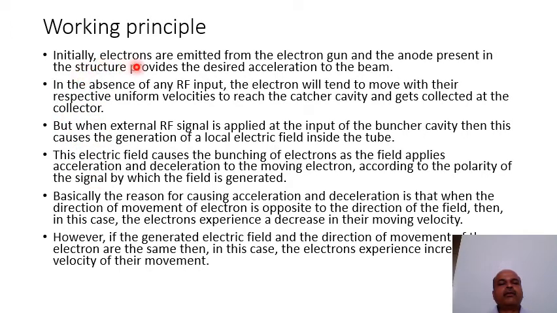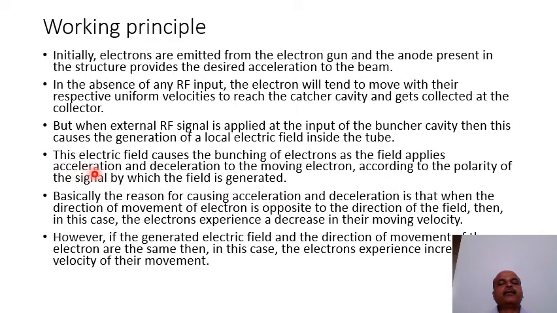Initially, electrons are emitted from the electron gun, and the anode present in the structure provides the desired acceleration to the beam. In the absence of any RF input, that is when the gap voltage is zero, the electrons tend to move with their respective uniform velocity to reach the catcher cavity and get collected. But when an external RF signal is applied at the input of the buncher cavity, it causes the generation of a local electric field inside the tube. This electric field causes the bunching of electrons as the field applies acceleration and deceleration.